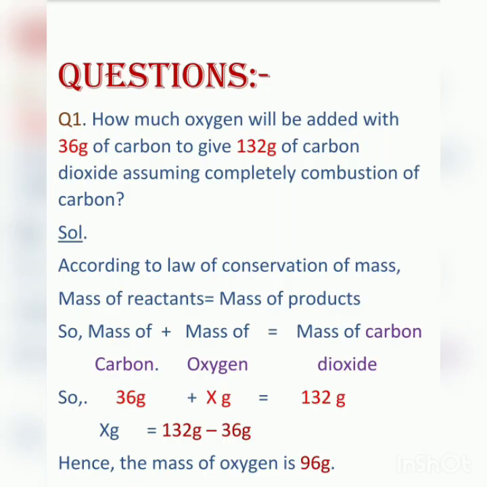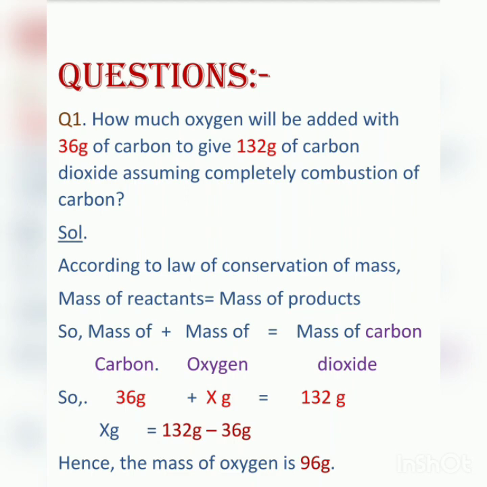Here we have our first numerical problem. How much oxygen will be added with 36 grams of carbon? It means our reactants are carbon and oxygen. And from reactants, carbon is having mass 36 grams, but the mass of oxygen is not provided, so we assume it as x grams. Now, when carbon and oxygen react with each other, they form carbon dioxide as a product, and the mass of the product is 132 grams.